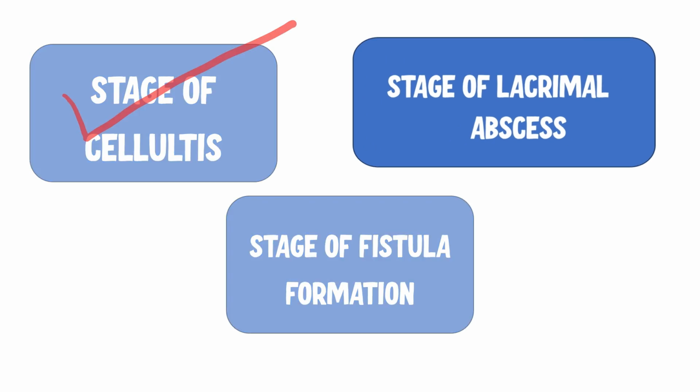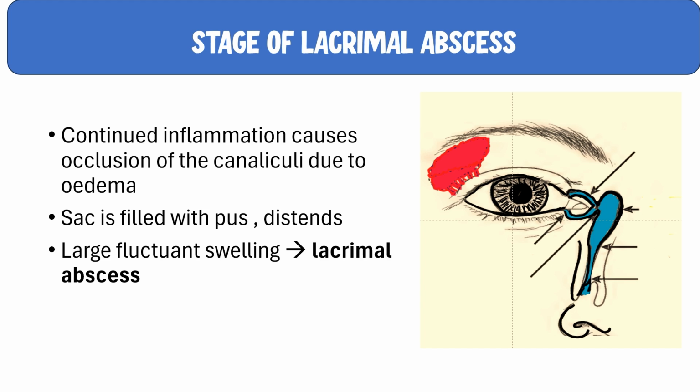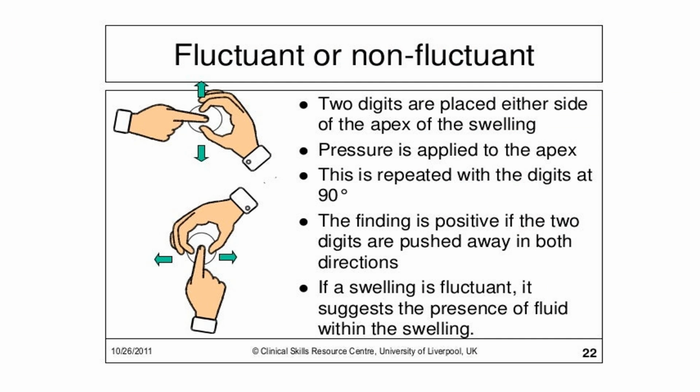The next stage is the stage of lacrimal abscess formation. Now, what will happen? The continued inflammation and continuous infection is basically going to cause occlusion of the canaliculi, something very similar to what happened in the mucocele. Of course, this happens because of the increased infection and pyogenic material. So the sac is now going to be filled up with pus, it is going to become distended, and now you will have a large fluctuant swelling with signs of inflammation sitting at the inner canthus, and this is called lacrimal abscess.